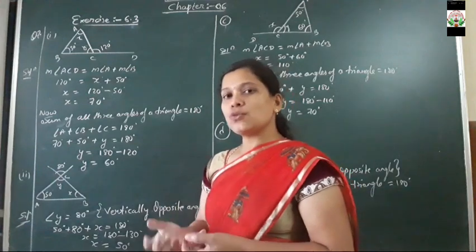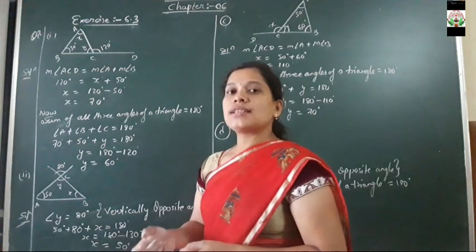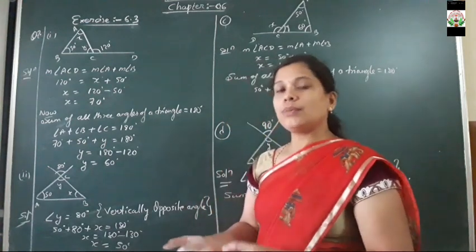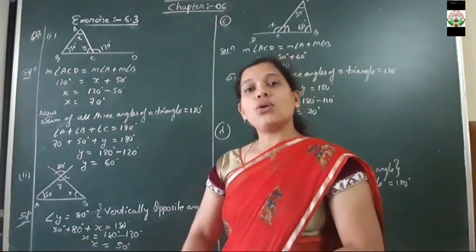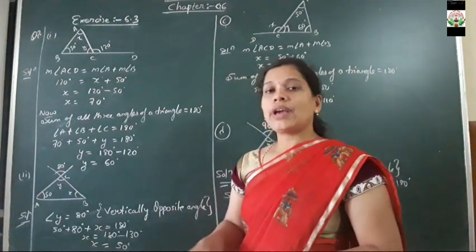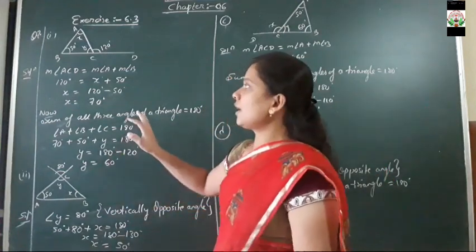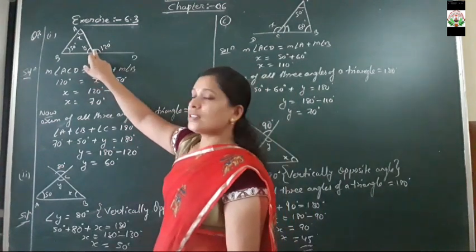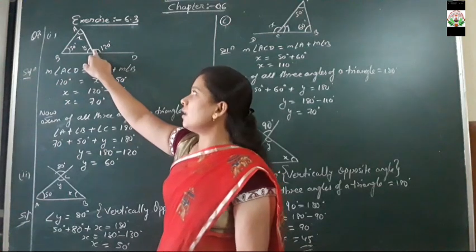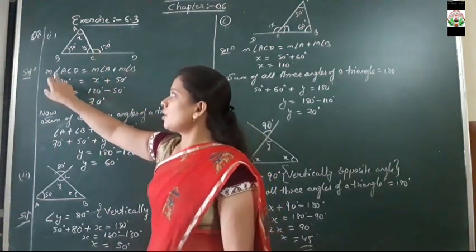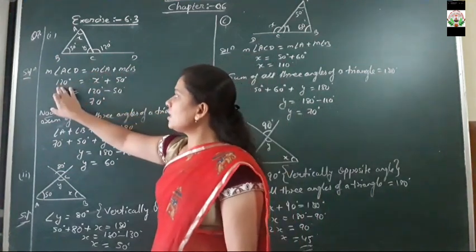So exercise 2.2 question 1 and 2 as well as exercise 6.3 question number 1. Both exercises had two properties, which we had seen. So together we have to use both properties in order to find the value of angle x and angle y. First, we know that the measure of an exterior angle is equal to the sum of its interior opposite angles. So using that property, measure of angle ACD is equal to measure of angle A plus measure of angle B. So the exterior angle is 120 degrees.